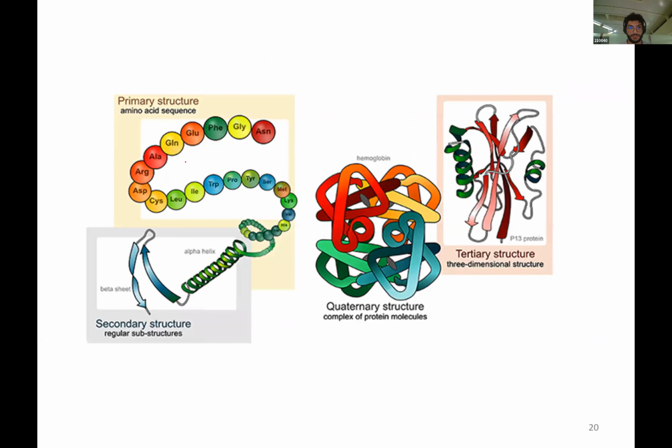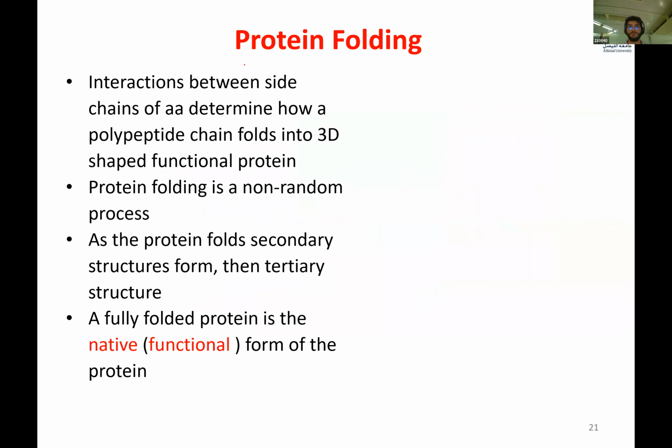So let's move on to the next slide. This is just a summary. Again, chains of amino acids are primary. When they form alpha helixes or interactions, they're called secondary. When they form this 3-dimensional structure between the interactions of the R groups, it's tertiary. And finally, when 3, 4 different proteins come together, it forms a quaternary structure. And that's it. So now let's talk about protein folding.